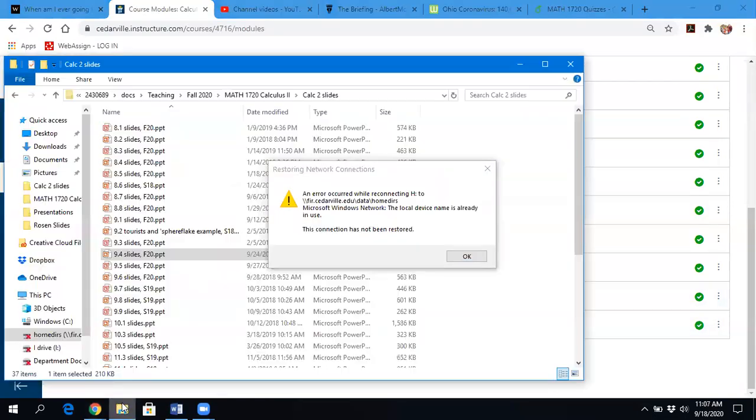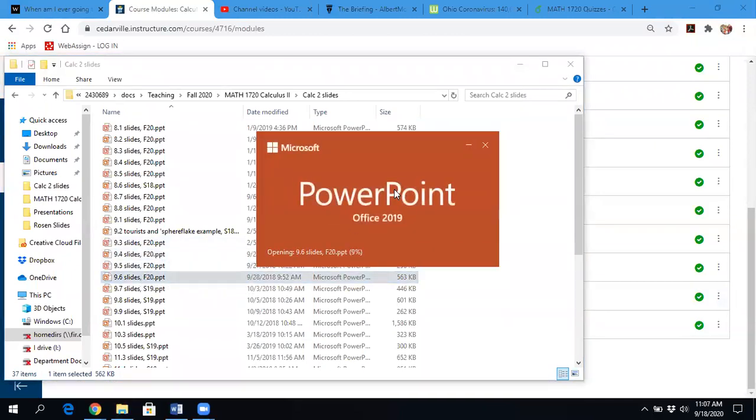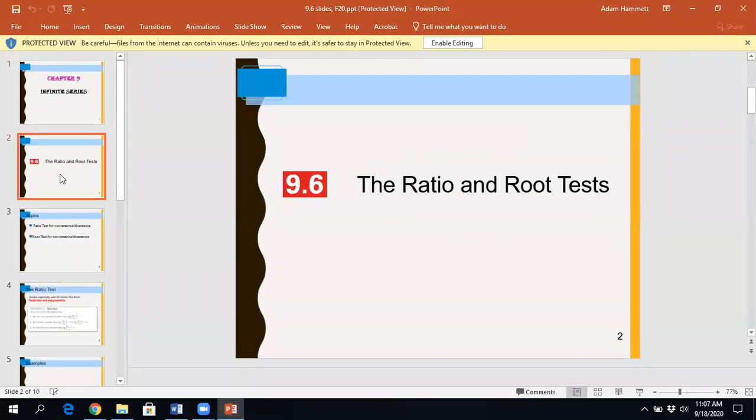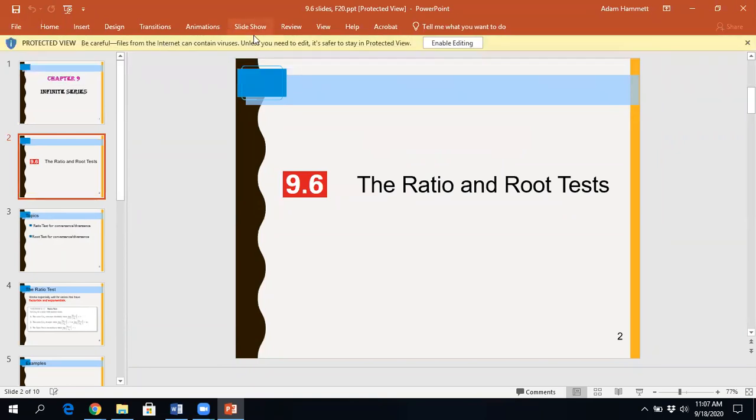But let me see. Oops, what is this saying? Okay, here we go. Ratio and root test. Let's do it.